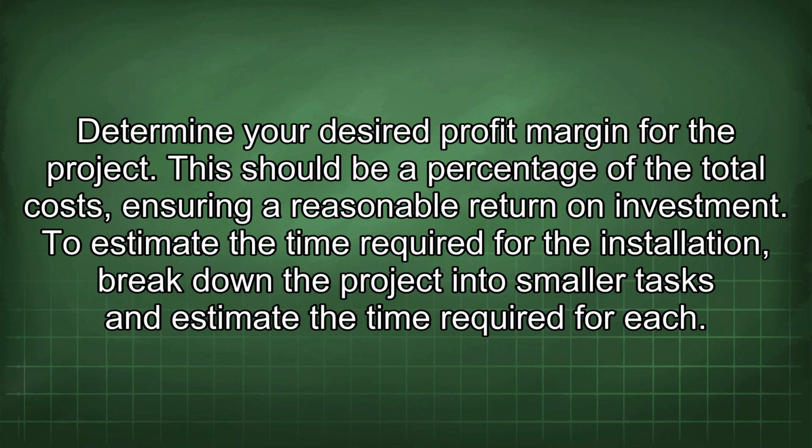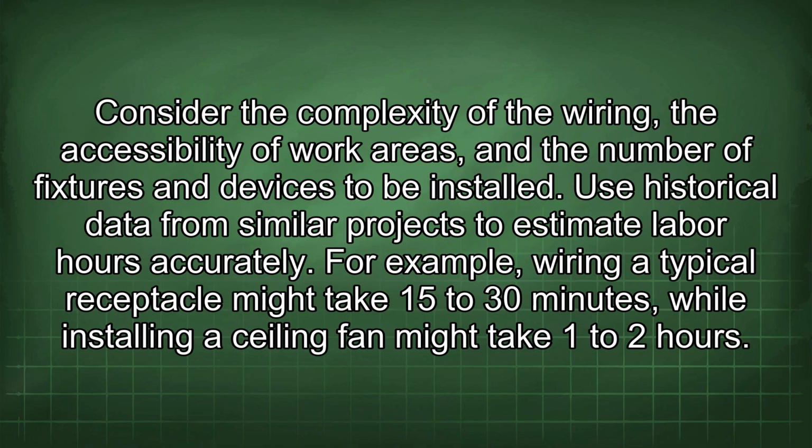To estimate the time required for the installation, break down the project into smaller tasks and estimate the time required for each. Consider the complexity of the wiring, the accessibility of work areas, and the number of fixtures and devices to be installed. Use historical data from similar projects to estimate labor hours accurately. For example, wiring a typical receptacle might take 15 to 30 minutes, while installing a ceiling fan might take 1 to 2 hours.